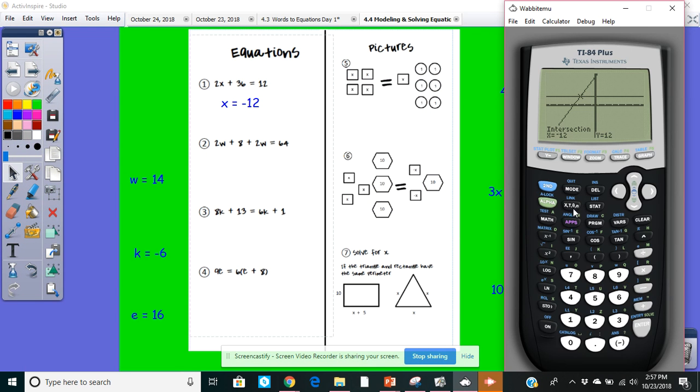Oops, sorry. So on number 2, we would do 2w plus 8 plus 2w. So remember, we still use x's. So 2x plus 8 plus 2x. And then the other side of my equation is 64. So we graph it.